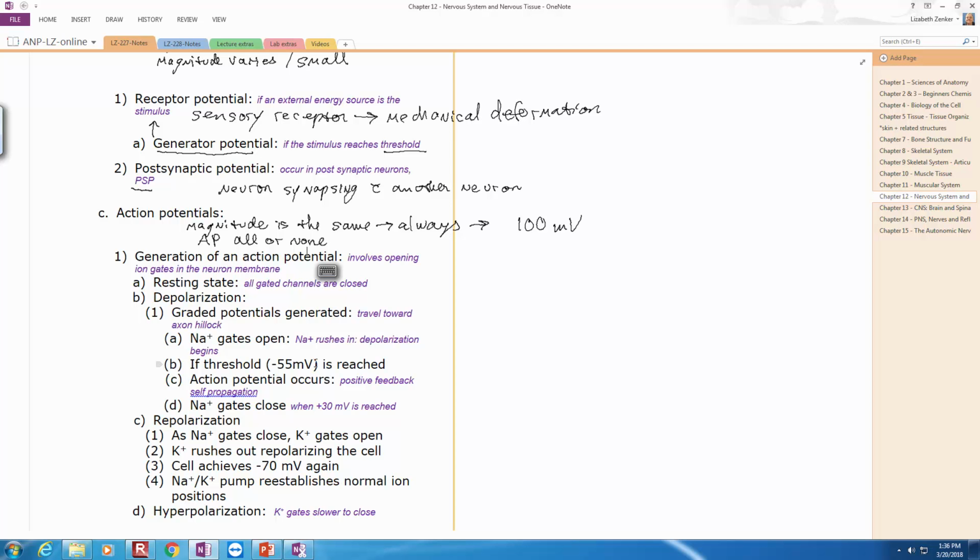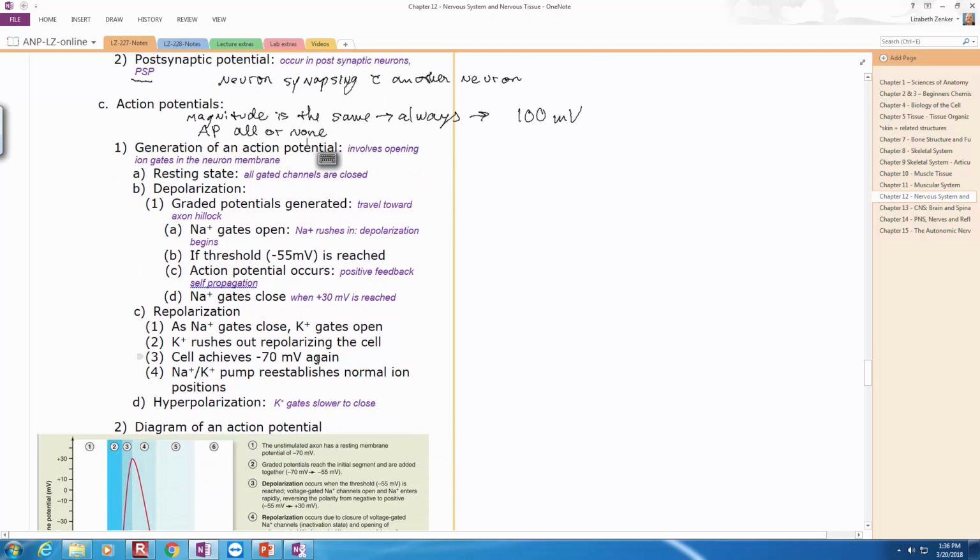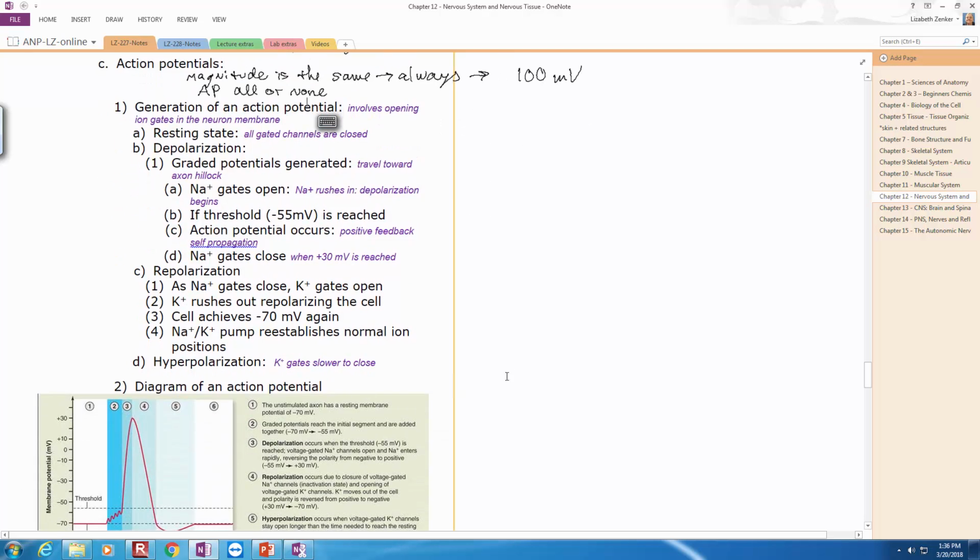How do we make this action potential happen, right? So generation involves opening ion gates in the neuron membrane. Okay, that makes sense. And where do you think these gates are being opened? We said action potential occurs where? On the, yes. Say it. Axon, yes. So this is occurring on the axon, okay, not the body.